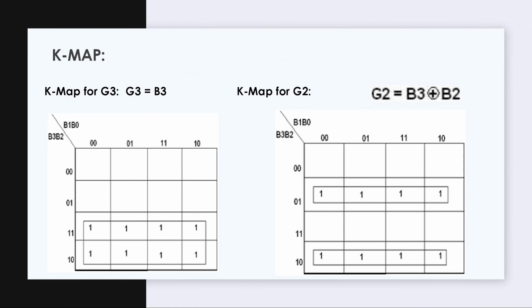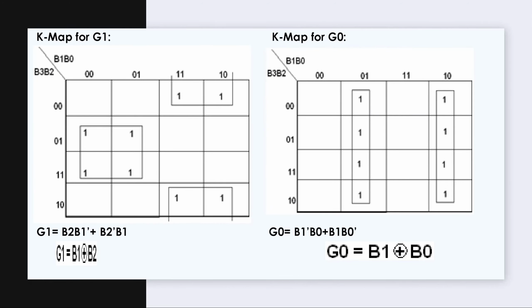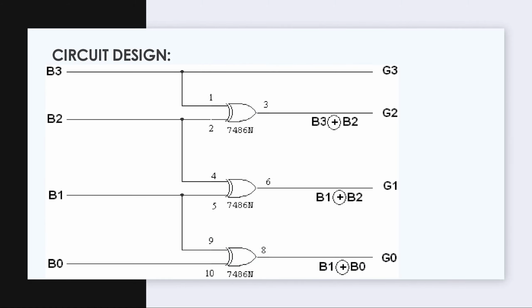This is the K-map for the binary to gray code conversion. The first K-map is for G3, the second one is for G2, the next one is for G1, and the other one is for G0. This is the circuit design for binary to gray code conversion.